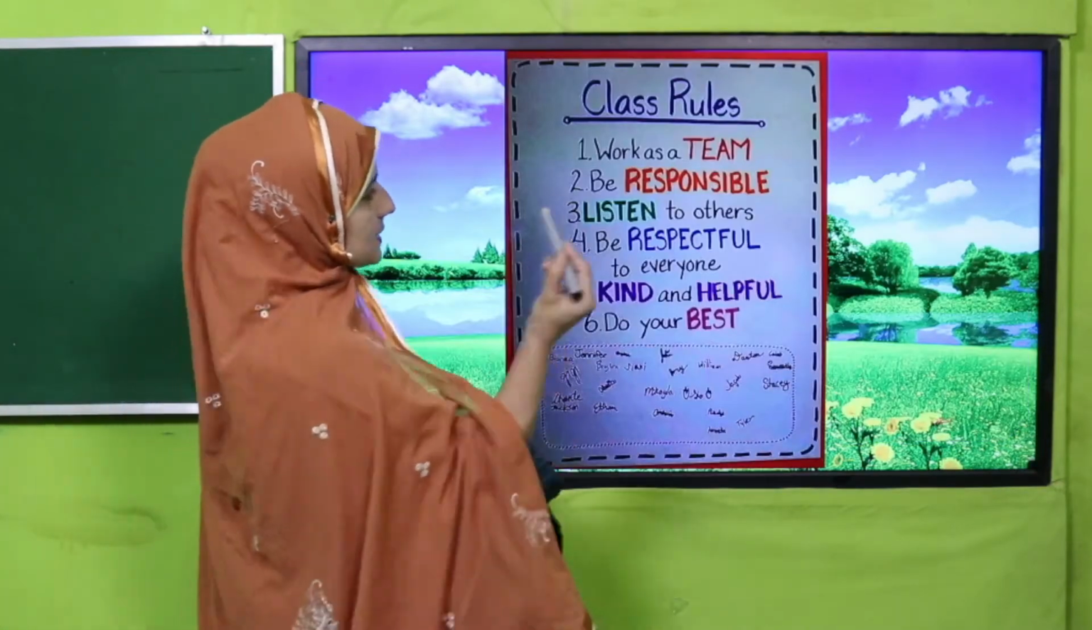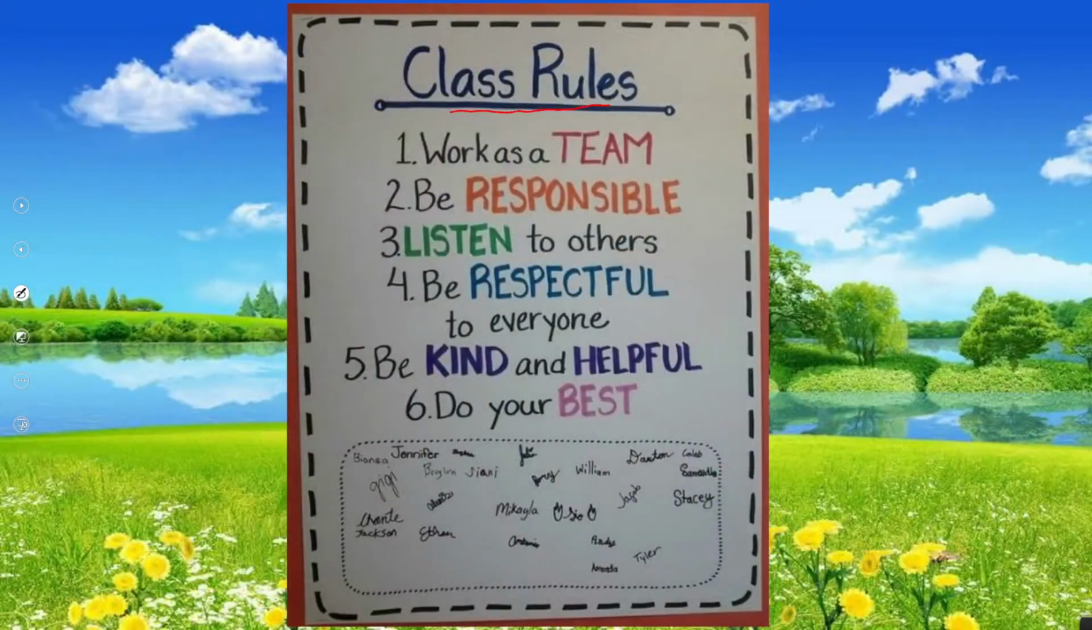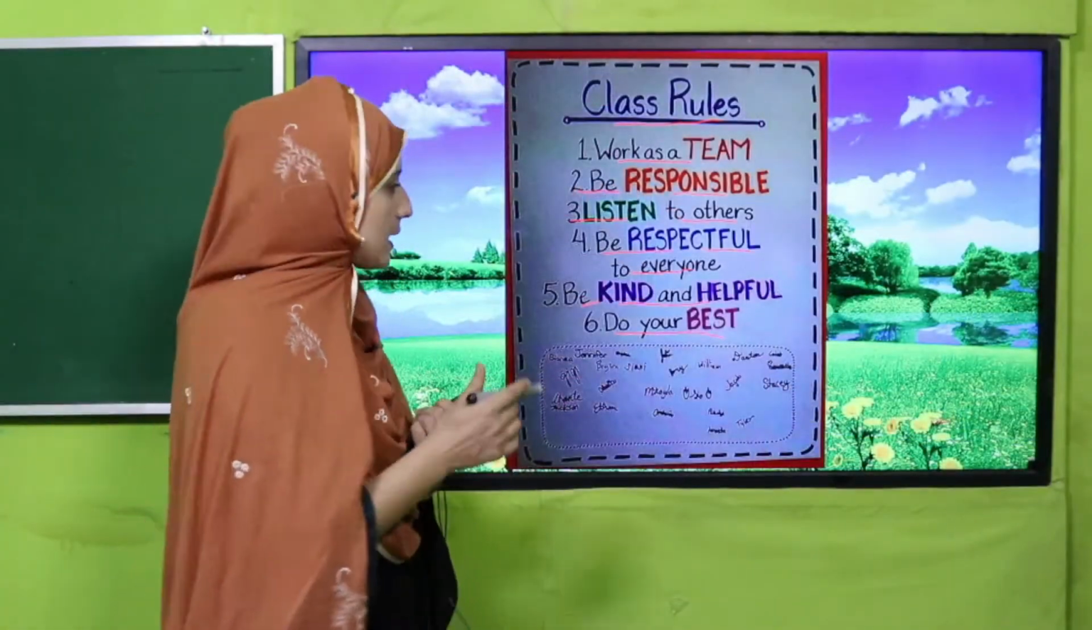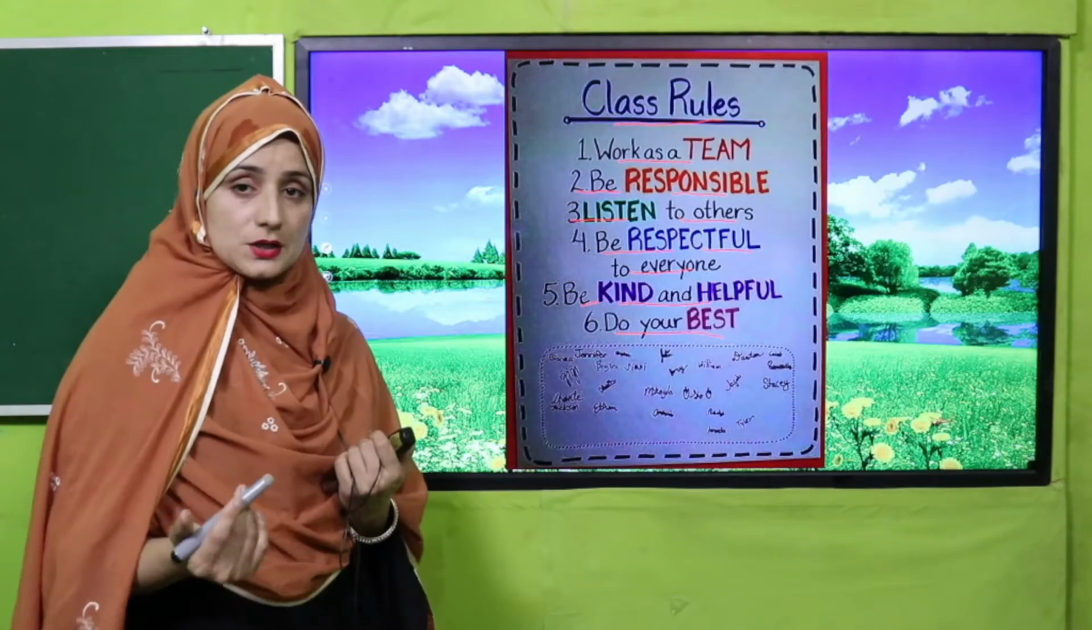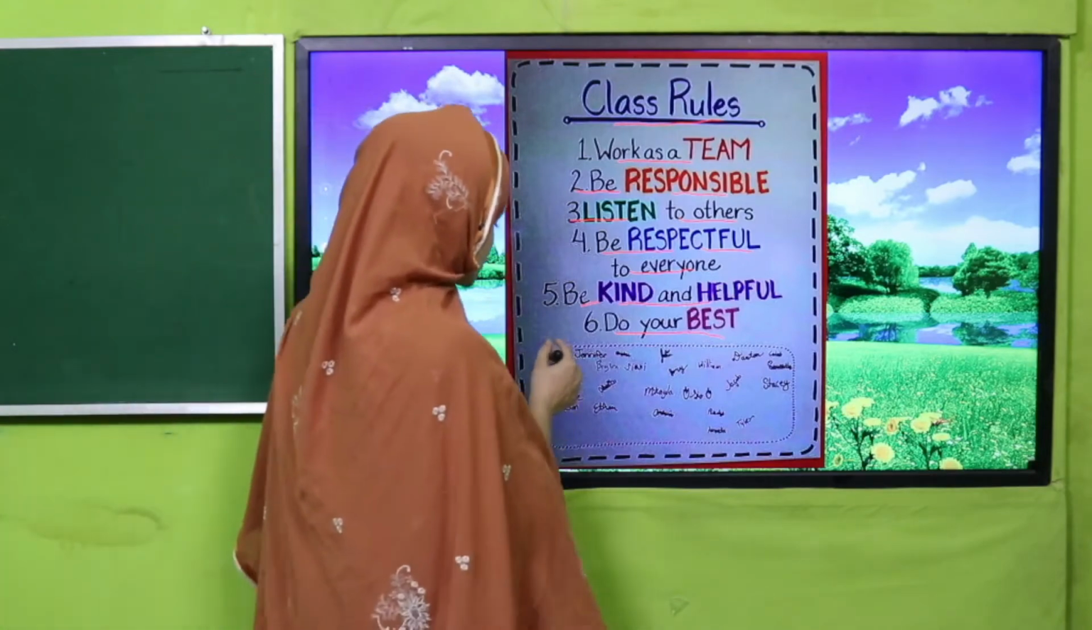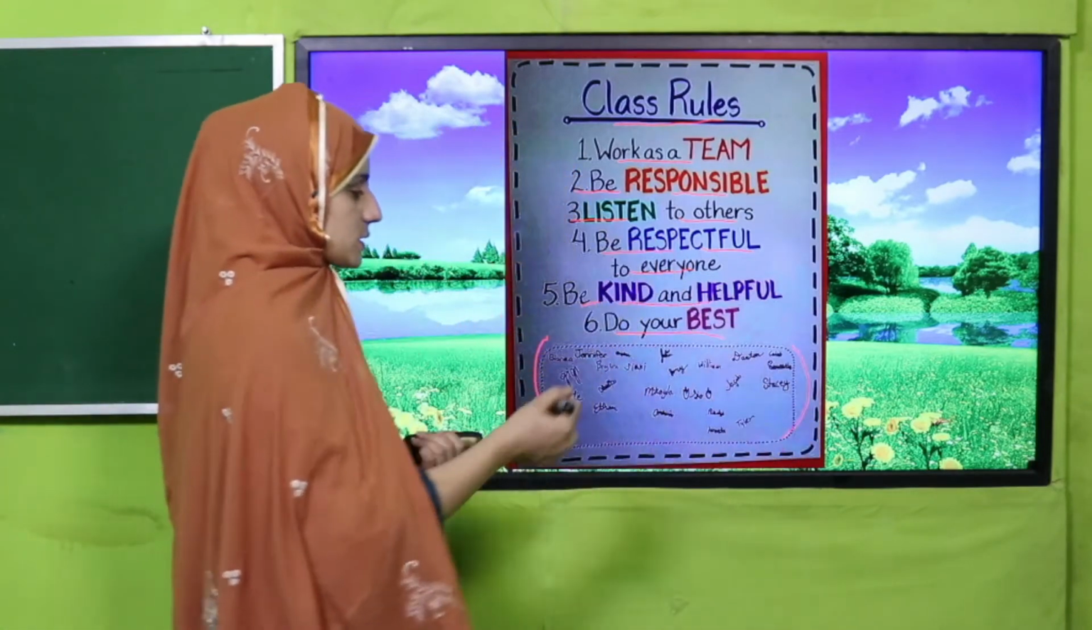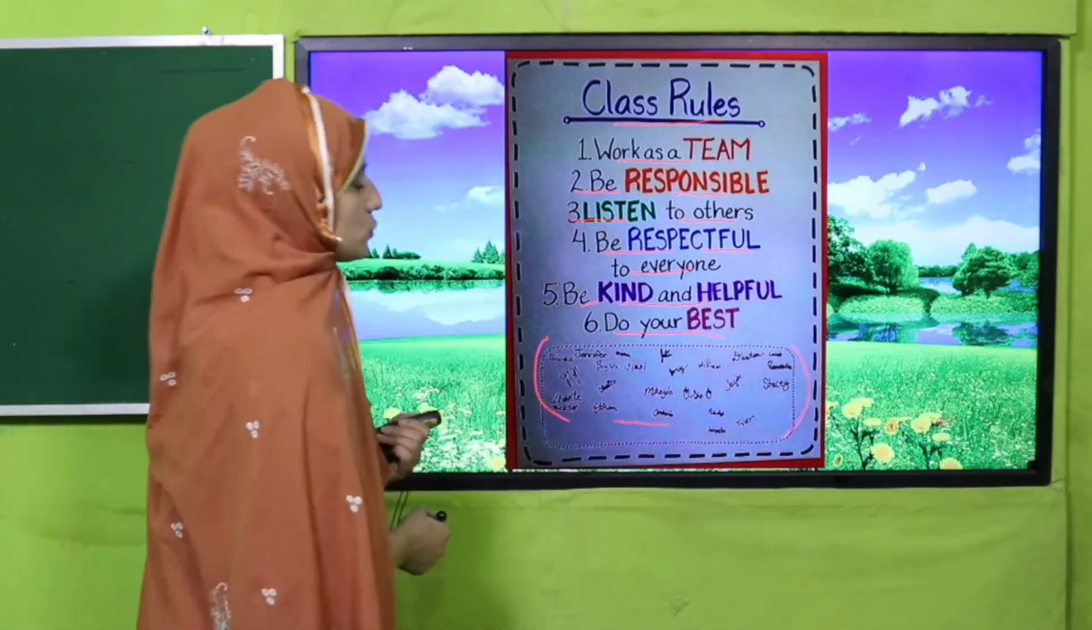Let's see, charts are prepared for students, and also by students too. Classroom rules are there, that chart is being shown. Number 1, work as a team. Number 2, be responsible. Number 3, listen to others. Number 4, be respectful to everyone, be kind and helpful, do your best. This is a classroom chart for rules for the classroom. Mostly classrooms have them, and this chart was prepared by many students. Those are the names of the students who prepared this chart.